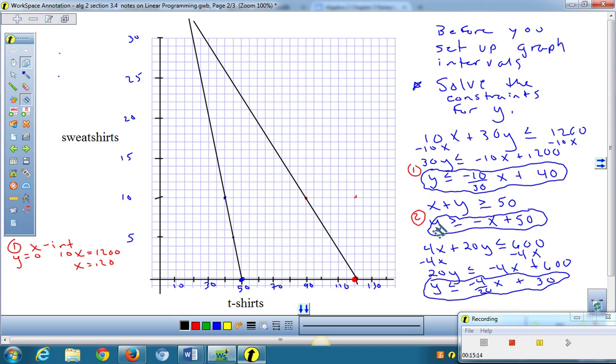We test it with a point. 0 is greater than or equal to 0 plus 50. Is 0 greater than 50? No, it is not. So 0, 0 is the false side. So now we're looking at between these two lines.